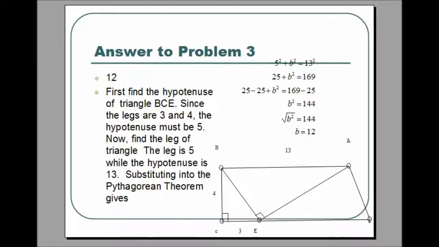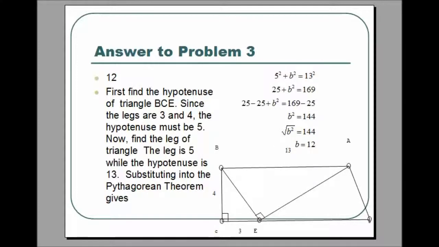The answer is 12. First, find the hypotenuse of triangle BCE. Since the legs are 3 and 4, the hypotenuse must be 5. Now find the leg of the triangle when the hypotenuse is 13. Again, we're working with triangle ABE now. And we know that one leg is 5 and the hypotenuse is 13. We substitute into the Pythagorean theorem, and we get 5 squared plus b squared equals 13 squared. 25 plus b squared equals 169. We subtract 25 from both sides. This gives us b squared equals 144. Taking the square root of both sides gives us b equals 12.